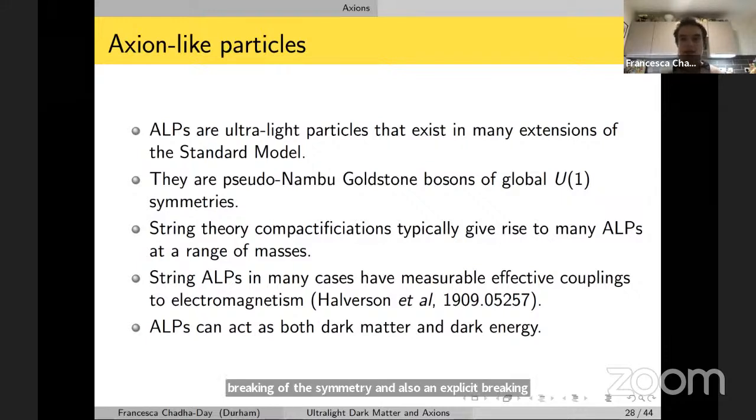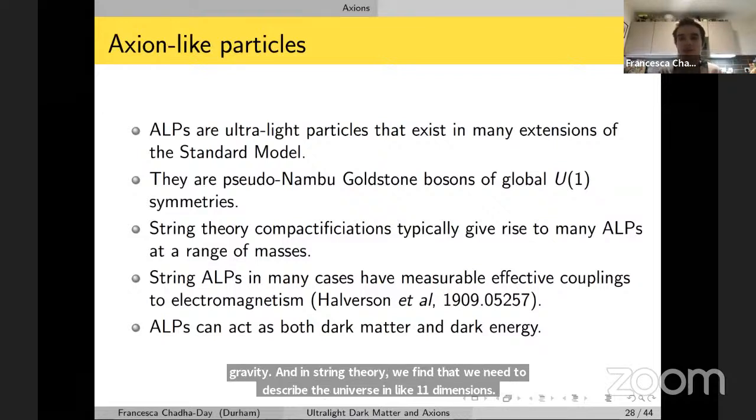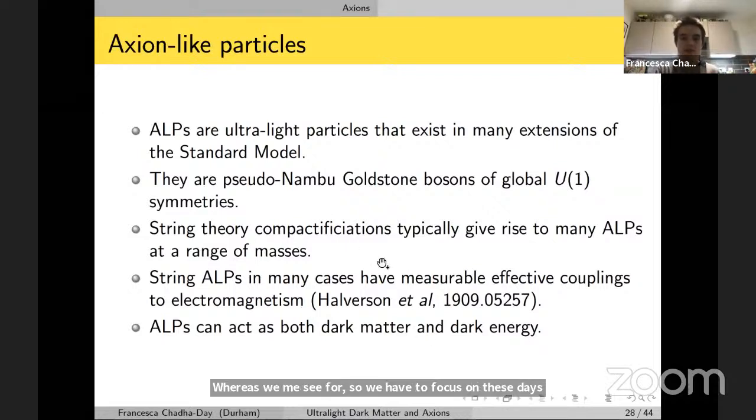So where do these axion-like particles come from? The most popular source is string theory. String theory is probably the most popular theory for quantum gravity. And in string theory, we find that we need to describe the universe in like 11 dimensions, whereas we only see 4. So we have to fold some of these dimensions up. And this is called compactification. This process is what gives rise to ALPs at a large range of masses.